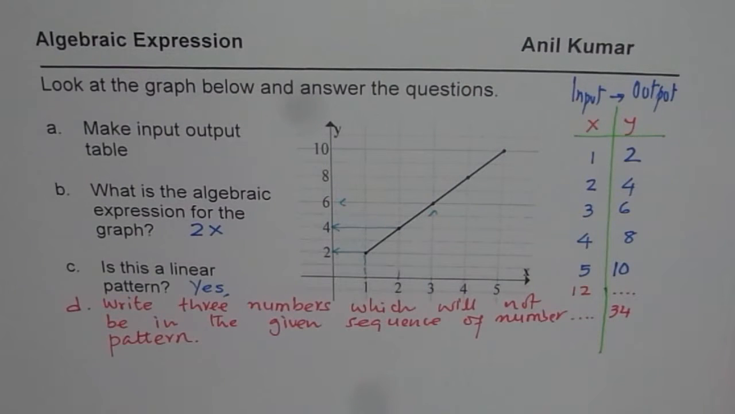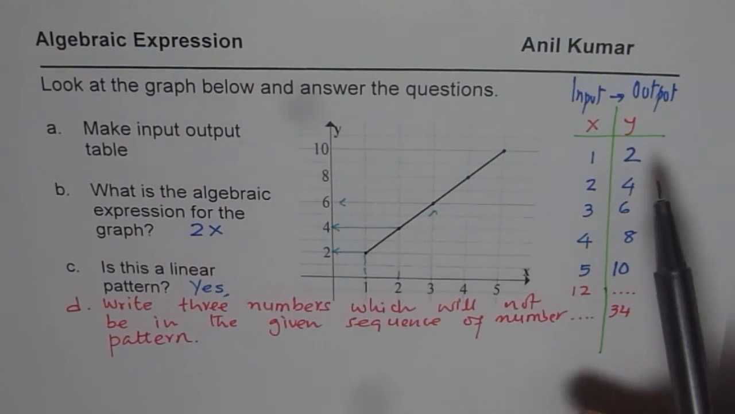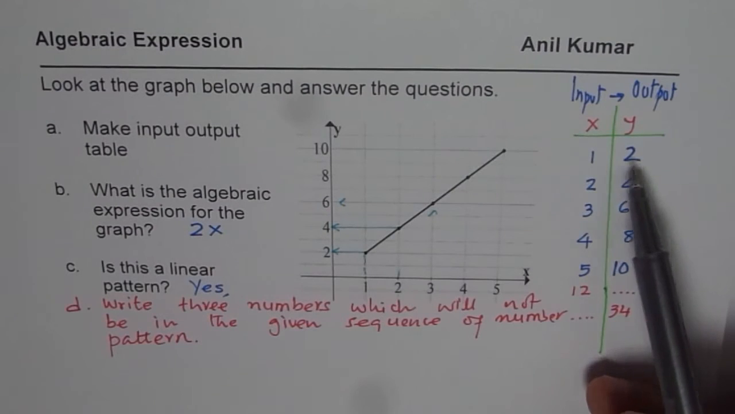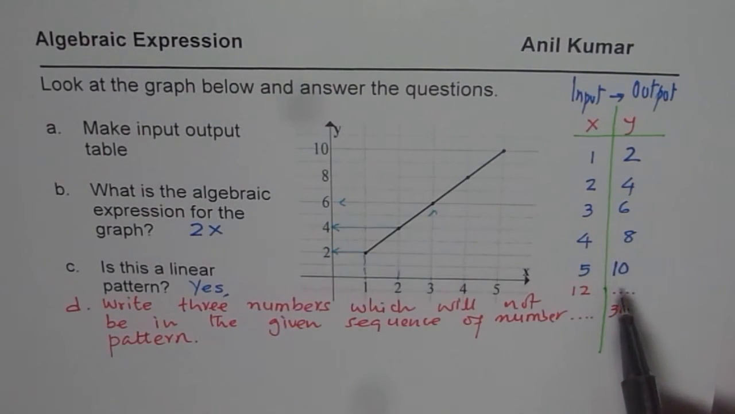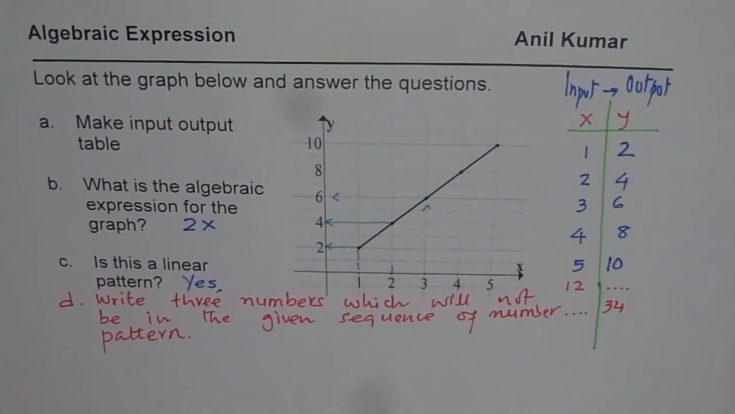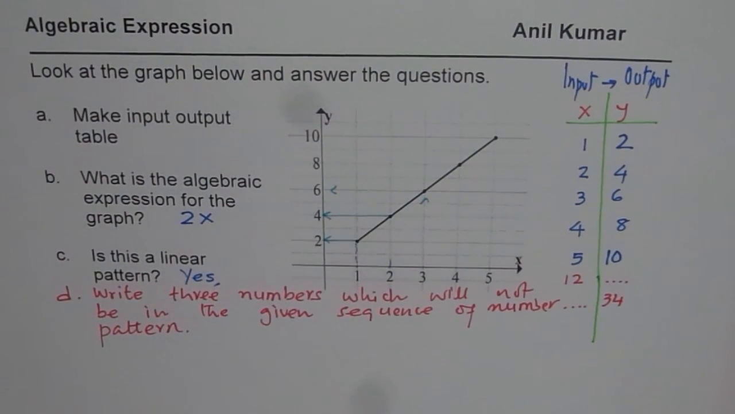Now when we say number pattern, the number pattern here is: the first term is 2, the second term is 4, the third term is 6, and so on, correct? So you need to write 3 numbers which will not be in the given sequence of number pattern, right? So that is an added exercise for you to do. I hope that helps. Thank you, and all the best.